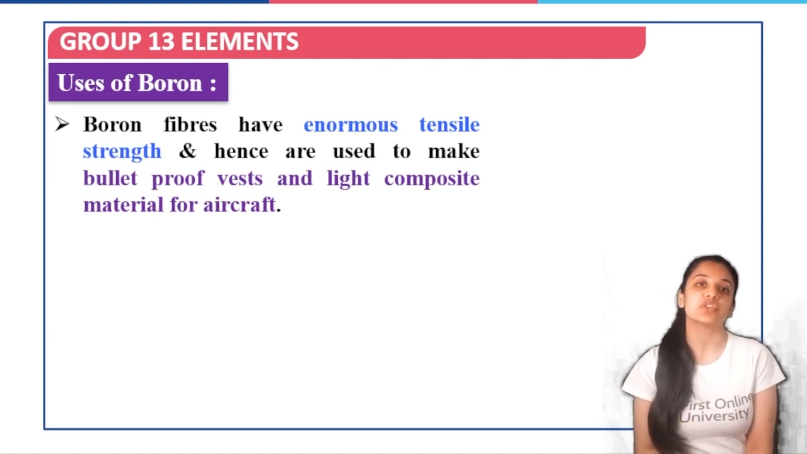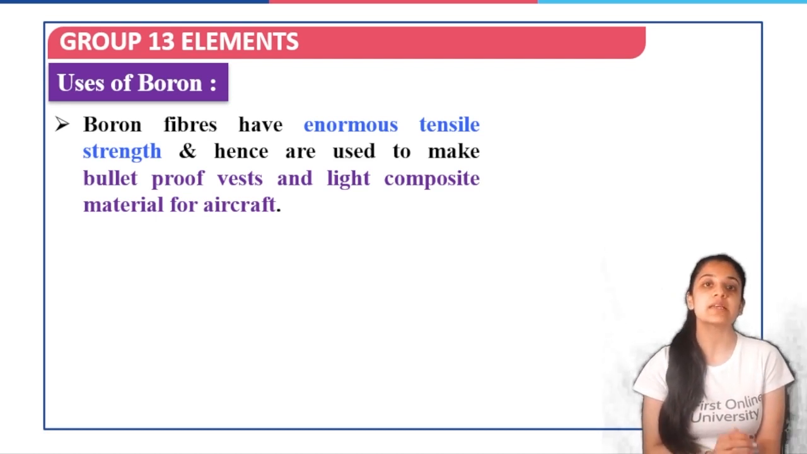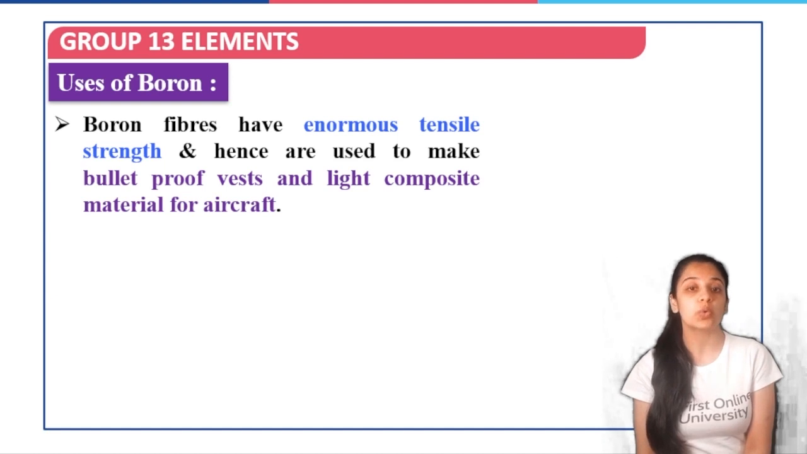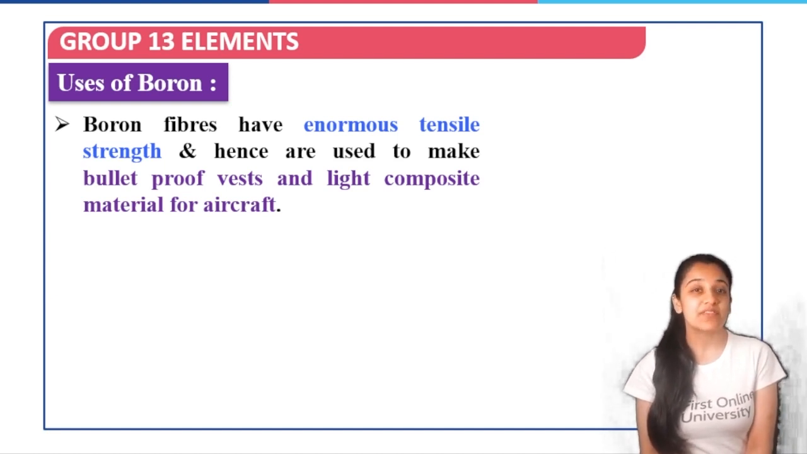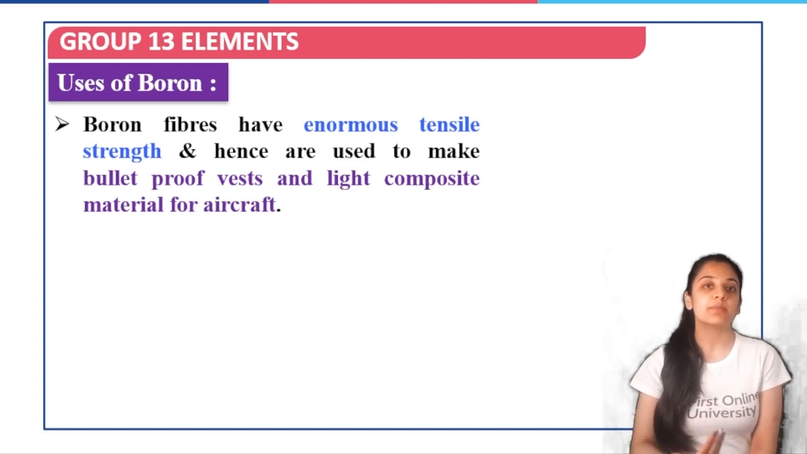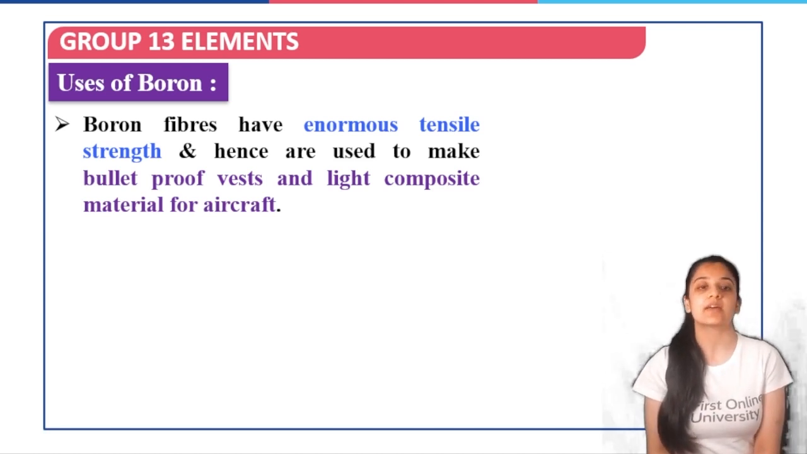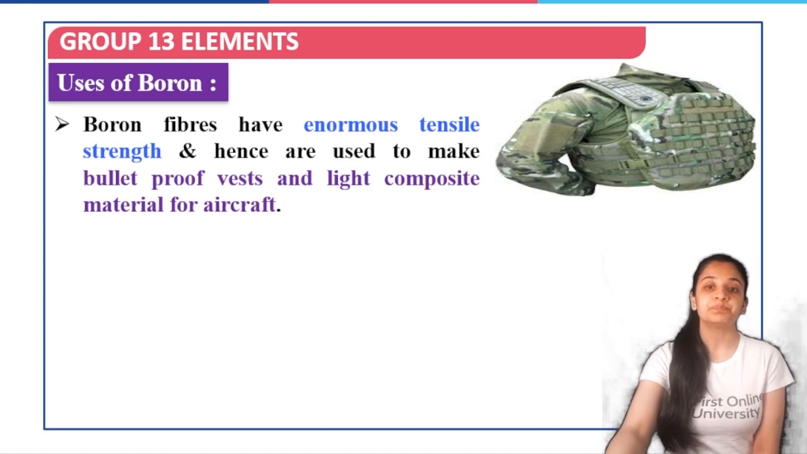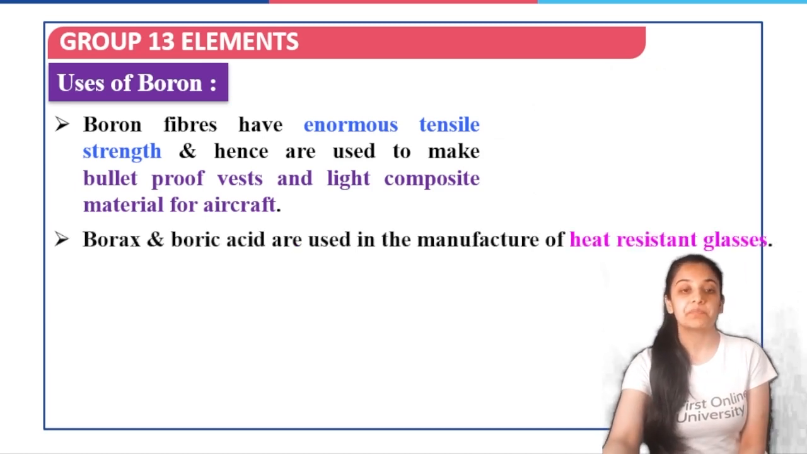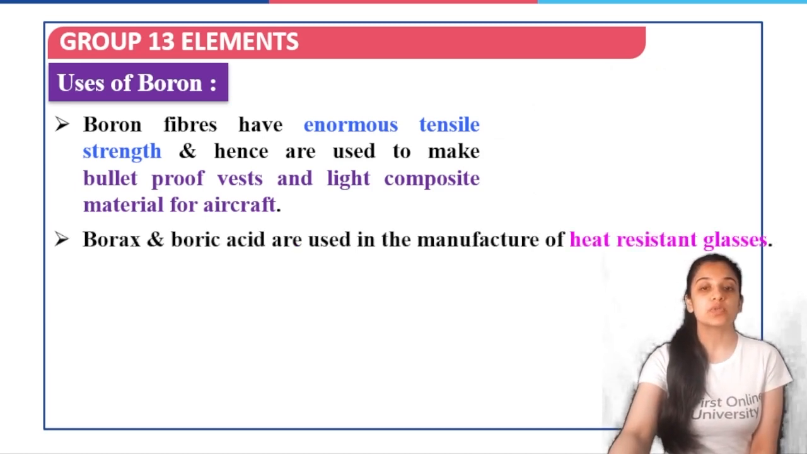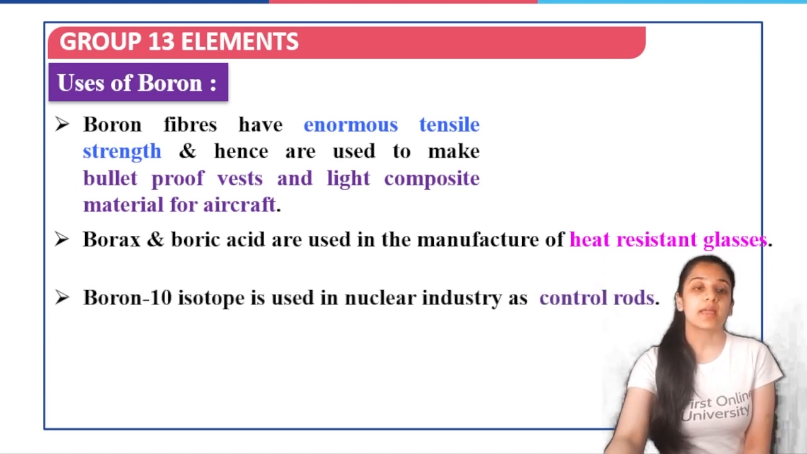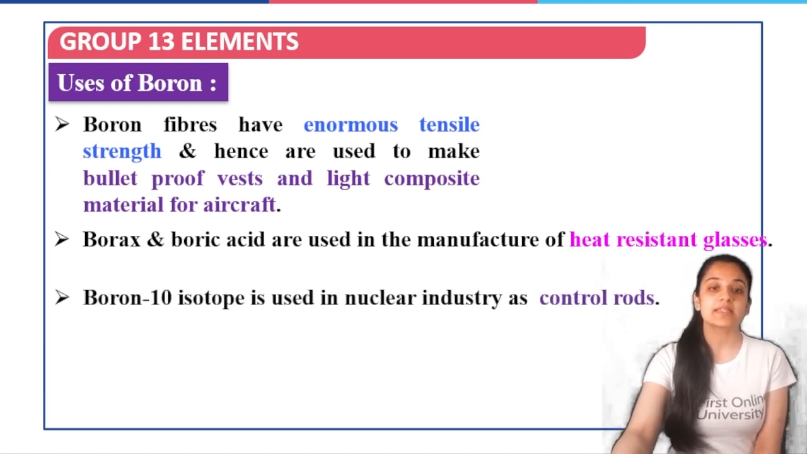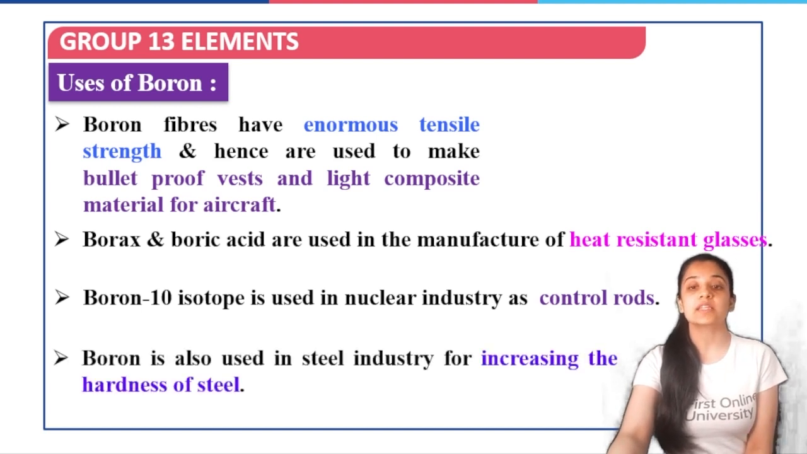Boron fibers are actually used in the preparation of these bulletproof vests, and also light composite material for aircrafts, because these fibers are very lightweight, therefore they can easily be used for some composite materials that are used in aircrafts, as you can see in the picture. Then borax and boric acid are used in the manufacture of heat resistant glasses. And then boron 10 isotope is used in nuclear chemistry as control rods.